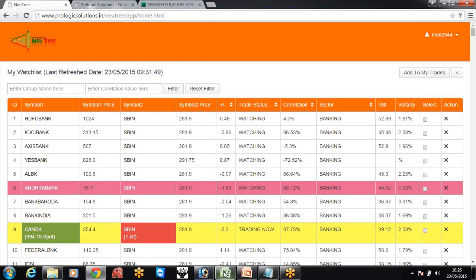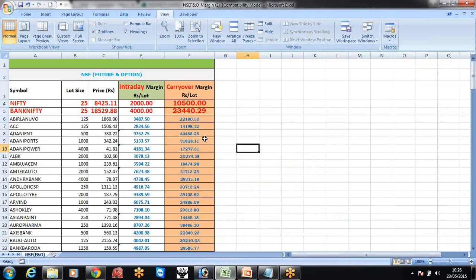Now the futures, this is what we charge for the futures carryover. It will be around 7.5% of the total margin requirement. We will be charging only the span margin. So in case you want to trade ACC on a carryover basis, you need only 14,200 rupees in your account. We'll come back to this again.